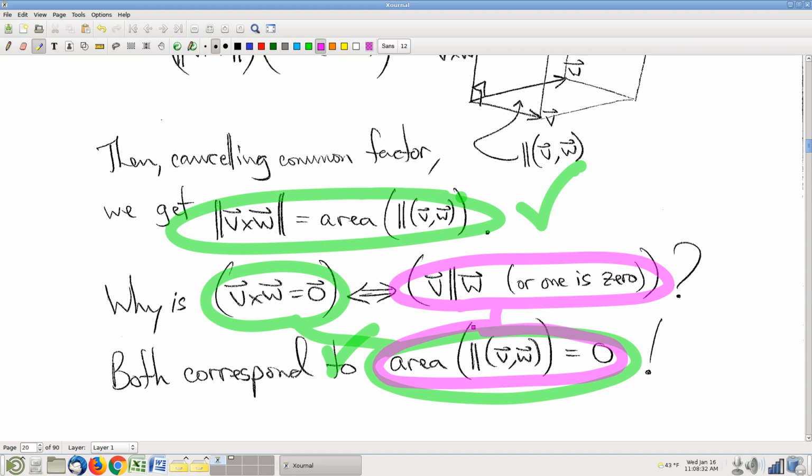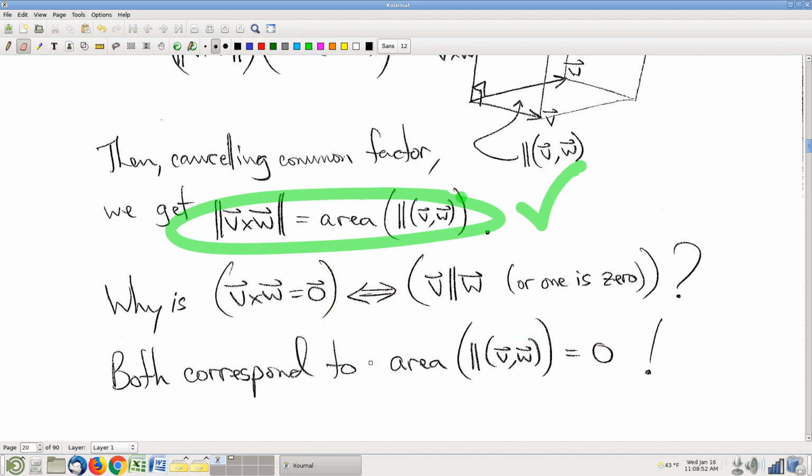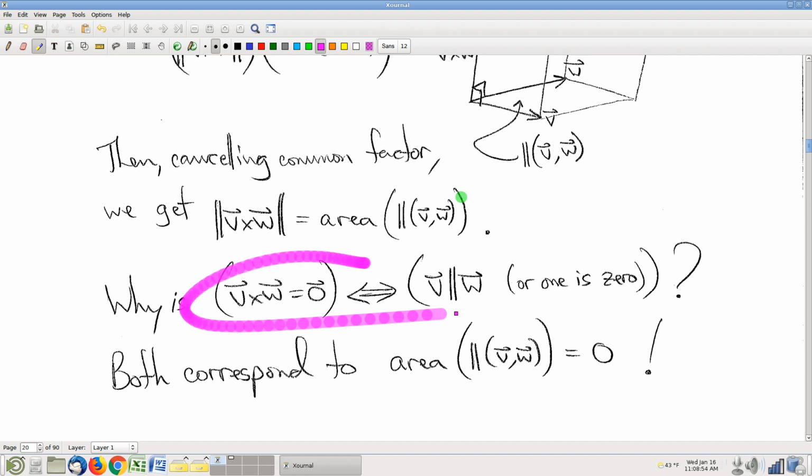You're going to need to make those vectors parallel, or you're going to need to make one of the vectors itself the 0 vector. Otherwise, there's your parallelogram, the area is not 0. Right. So that purple connection is, I think, geometrically satisfying. The green connection follows from what we just proved, and therefore we have this connection. Okay, neat fact.